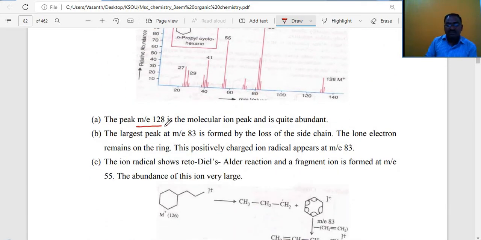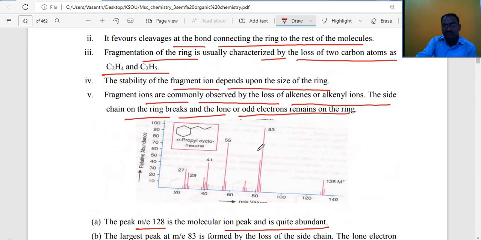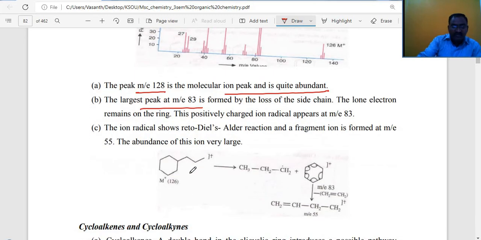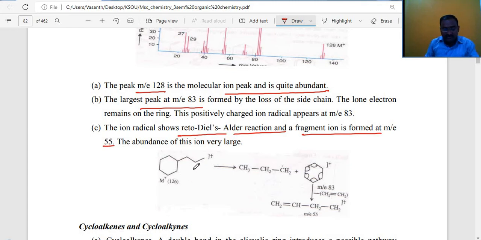The peak at m/e 128, the molecular ion peak, is quite abundant. The largest peak is 83. For this, what molecule? Like that, the n-propylcyclohexane molecule. As it is, you are going to study that. Okay. That ion radical shows a retro Diels-Alder reaction. A fragment ion is formed at m/e 55. Here, this is what? n-propylcyclohexane. Here, first cleavage of this bond, and it is having only the cyclohexyl cation, that is 83. This is what? m/e 55.